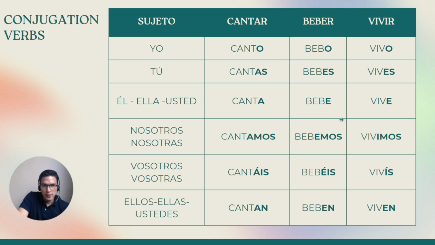So it's simple. So let's see the IR ending verbs. For example, vivir. Vivir is to live. For example, yo vivo, tú vives, él vive, nosotros vivimos, vosotros vivís, ellos, ellas, ustedes viven.